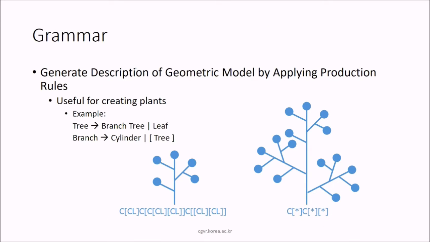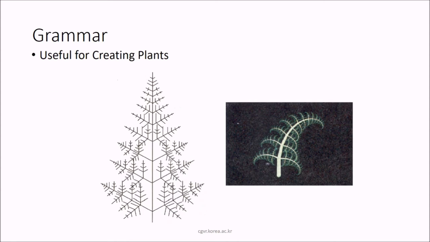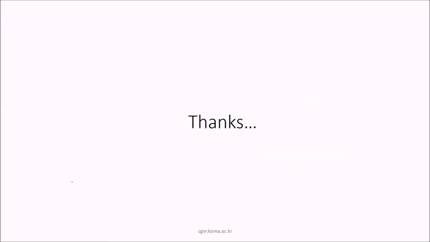What about the grammar? This is the grammar which you use to generate a description of the geometric model by applying certain rules or production rules. For example, this is useful for creating, say, plants. For example, a tree, leaves, branch, and branch, tree, or leaf. This branch can be a cylinder or a tree. This can again be taken back. So this is useful for creating plants like this.